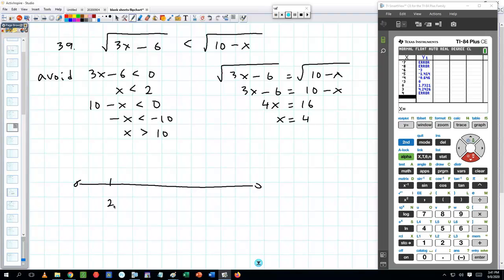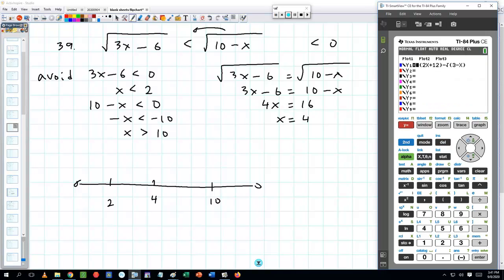2, 4, and 10. Subtract this rascal over so we can compare everything up against 0. Delete those numbers. Here we go. Second square root, 3x minus 6. Close that parentheses, take away. Second square root, 10 minus x. Close the parentheses. Second table.